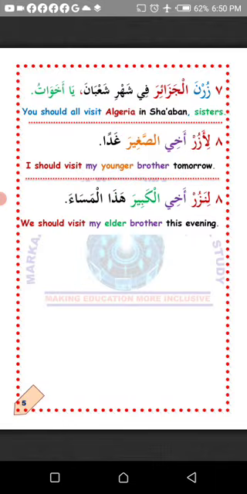MashaAllah. Number seven. زرنا الجزائر في شهر شعبان يا أخوات. زرنا الجزائر, you should all visit Algeria, في شهر شعبان, in the month of شعبان, يا أخوات, sisters.